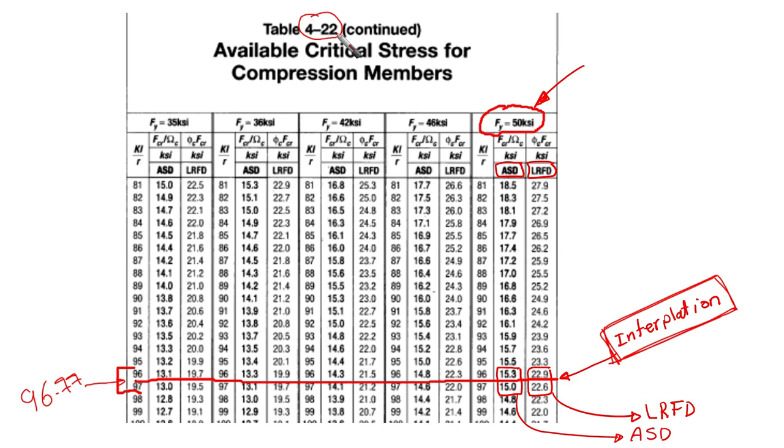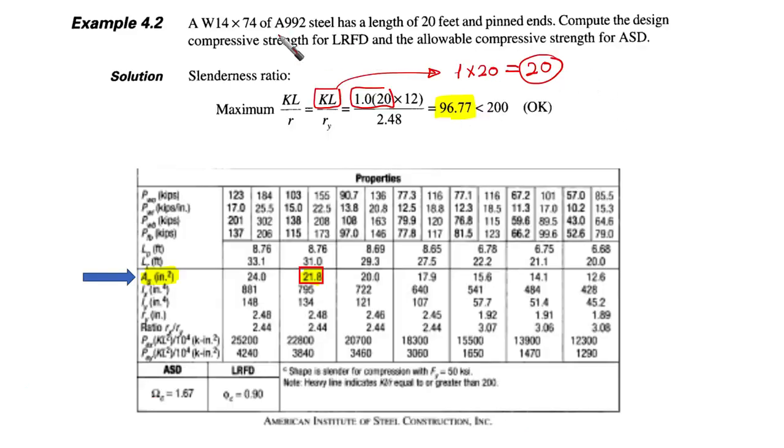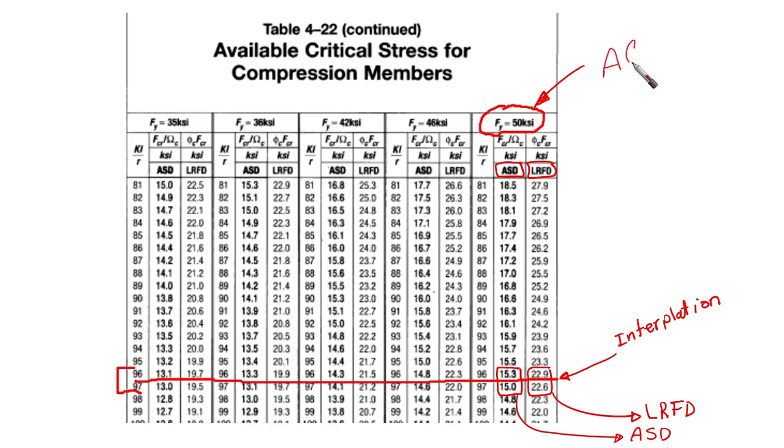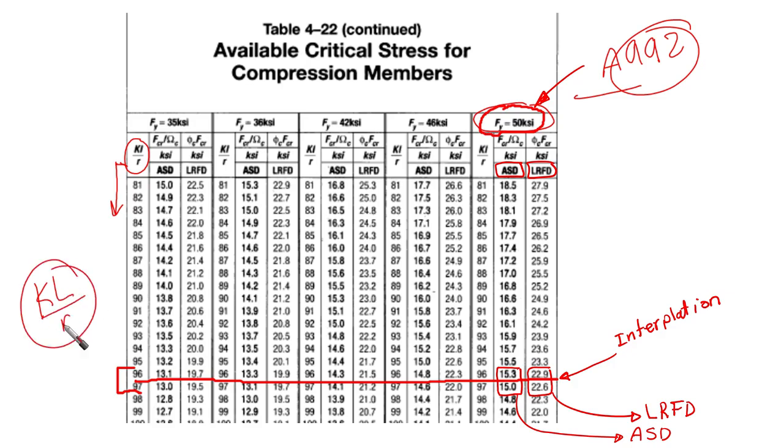Please, you can stop the video here and go to your manual and check what I am saying. Going to table 4.22, you go to the F yield 50 column because we are dealing with the A992 steel. We are using A992, which means F yield equals 50. Then in this table, KL over R, go down until we reach the maximum value of KL over R that we have obtained, which is 96.77.